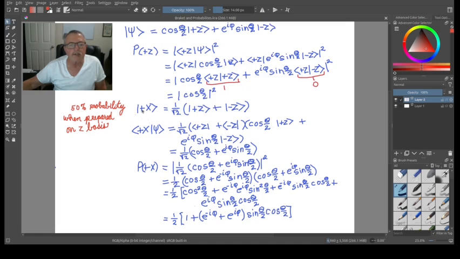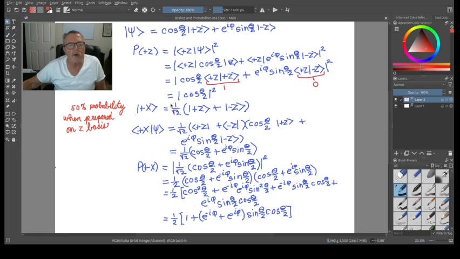Now I'm going to make a definition for the x basis, but I'm going to refer to this fact of the measurement. When the electron was prepared on the z basis, in other words, you measured it on the z basis and it was passed over to a measurement system on the x-axis, you got a 50% probability.